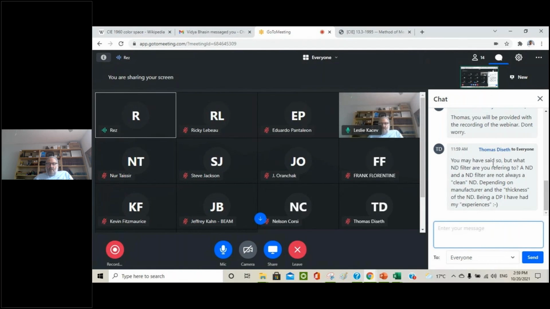Here is a question. You may have said so, but what ND filter are you referring to? ND filters are not always clean, depending on manufacturing thickness. Well, it's a neutral density filter from Newport, which is a really reliable company, and it has a constant transmission of 23%.